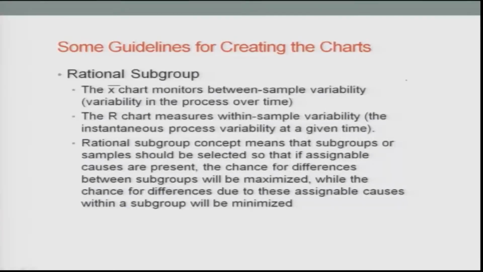So the rational subgroups concept means that subgroups or samples should be selected so that if assignable causes are present, the chance for differences between subgroups is maximized, while the chance for differences due to assignable causes within a subgroup is minimized. So, obviously, you do your calculations accordingly.